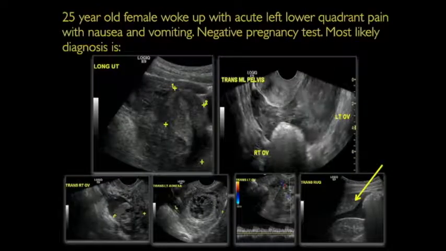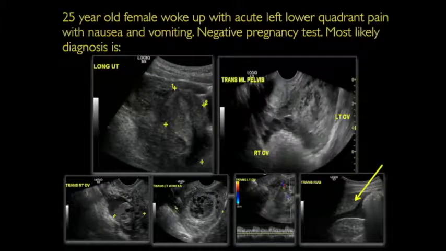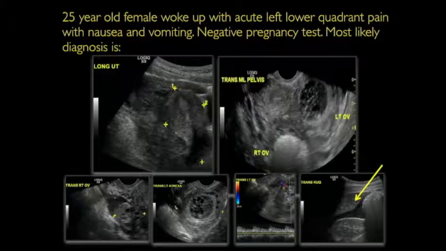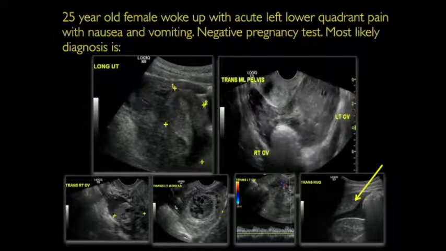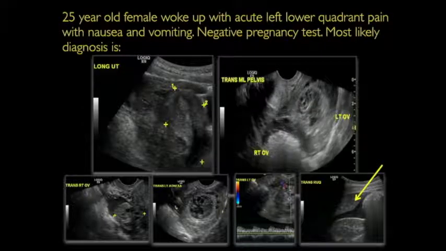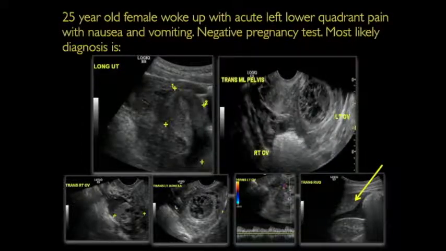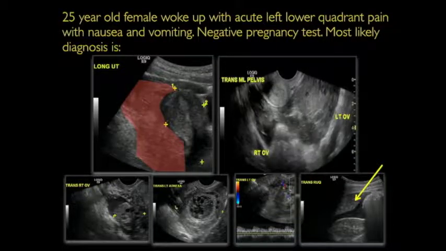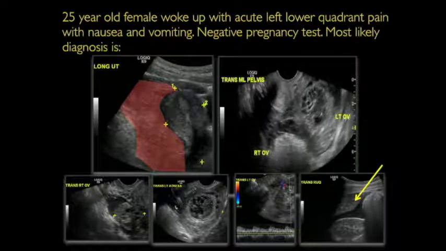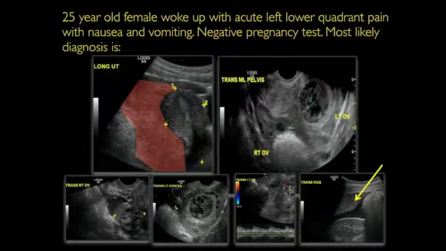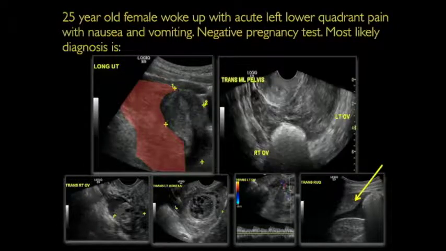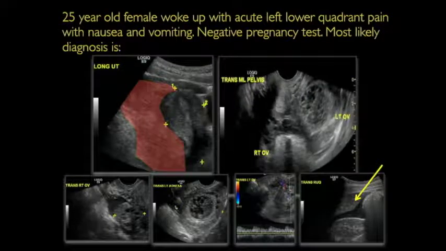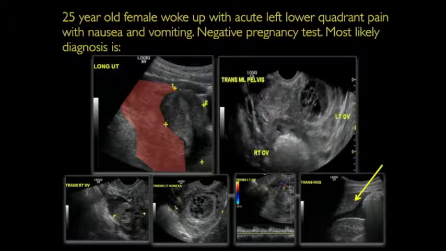So here's a case: a 25-year-old female woke up with acute left lower quadrant pain, with nausea and vomiting, negative pregnancy test. What is the most likely diagnosis? There's a lot of material in the pelvis. The uterus is displaced anteriorly with this complex material, and the ovaries are nearly next to each other, almost kissing. There's a lot of dense material. Also notice there's a lot of free fluid, even in Morrison's pouch. But you could see one of the ovaries also has a hemorrhagic cyst within it.